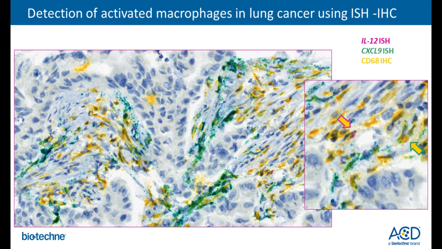This joint workflow of using RNAscope with IHC or ISH is not only limited to the fluorescent platform, but can be done on the chromogenic platform as well.